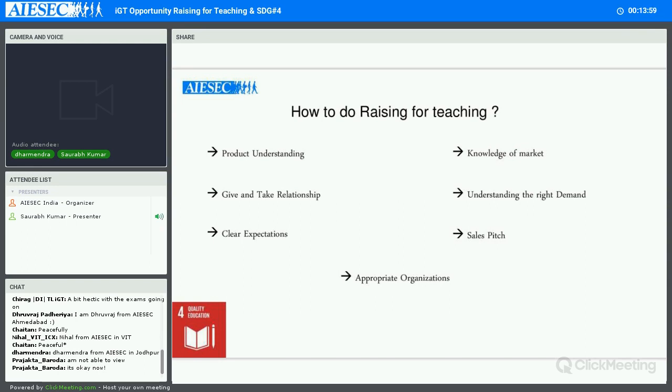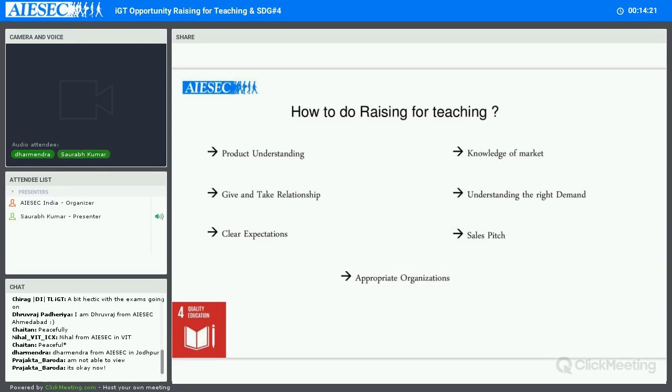So then talking about the next thing, understanding the right demand. You should understand which are the correct organizations, which are the right organizations you should tap on, because certainly you cannot just go to a random college and say, okay, we will provide you interns. If you want, we can provide you teaching interns. They can come here and teach, but what they will teach, there's no right demand there.